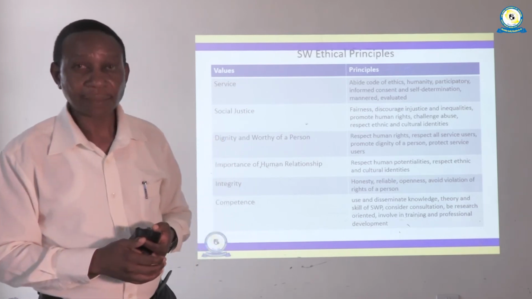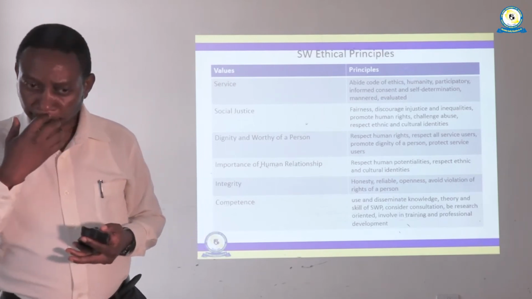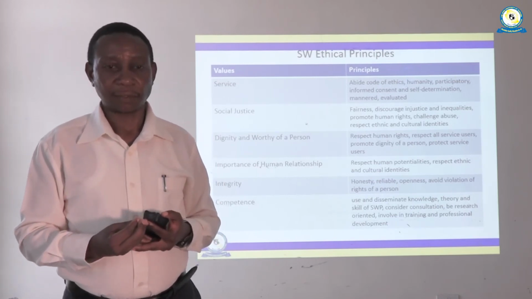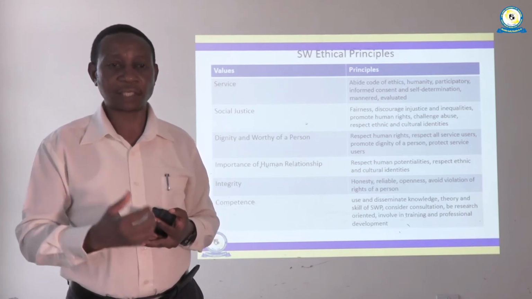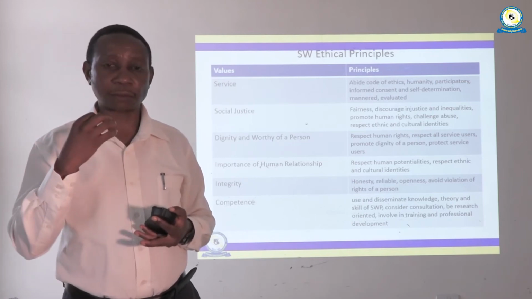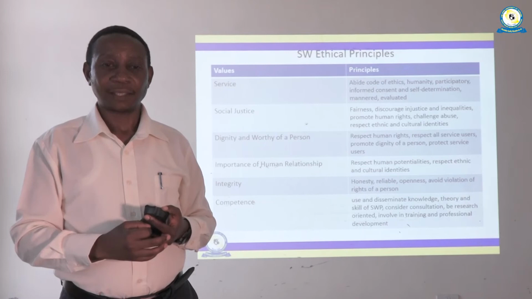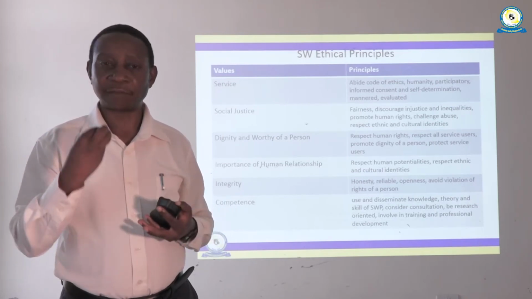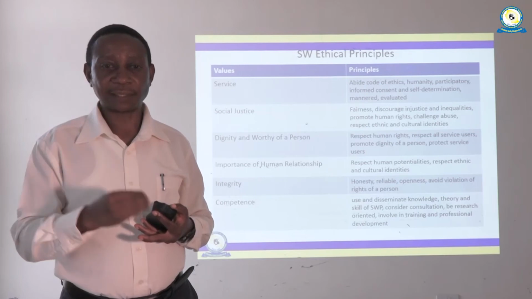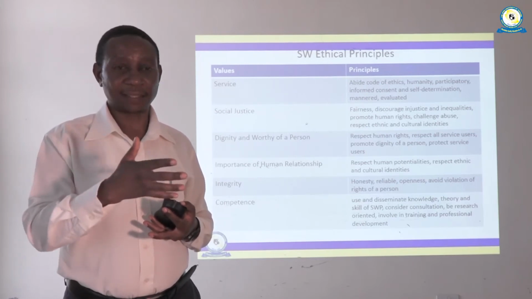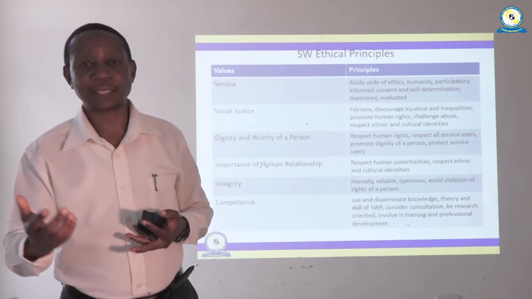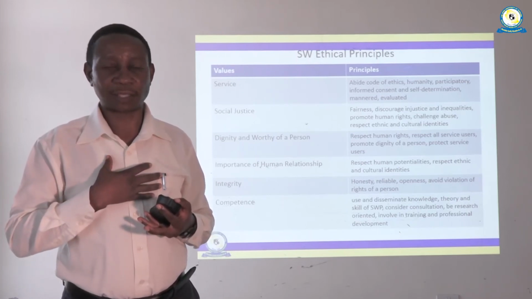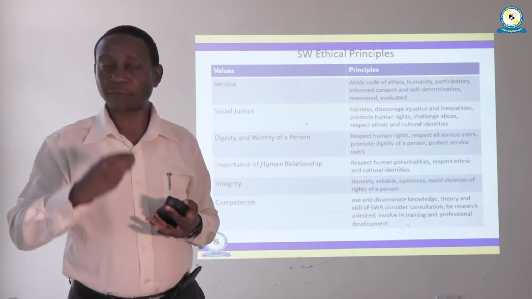Another value is integrity. When you say integrity, we focus on honesty, reliability, and openness, and we focus on avoiding violation of the rights of a person. That's integrity. A social work professional, a social work practitioner, should be honest, reliable and open, and avoid violation of human rights, avoid any abuse, avoid anything that is injustice, avoid anything that can drive you to inequalities. Treat people as equal, treat people as human beings. But you should also look into yourself, into the integrity of the profession itself.